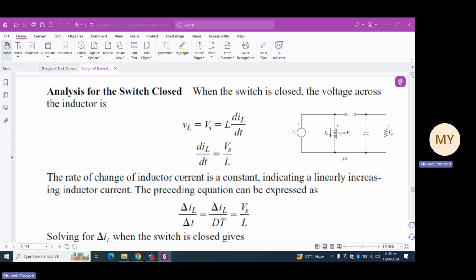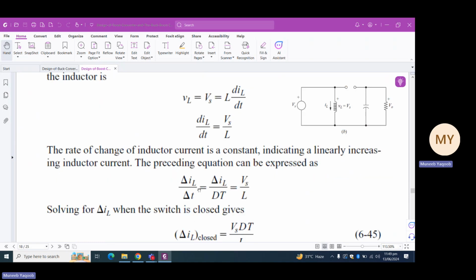Similarly, as we did in our buck converter and the boost converter, delta IL is basically replacing dIL and delta T is replacing dt. Delta IL is basically the change in the inductor current, so we will keep it as delta IL, while delta T is basically the time for which this change has occurred. This time was when the switch is closed. So the time for which the switch is closed is DT in our case. Hence we can write delta IL closed equals to Vs DT upon L.